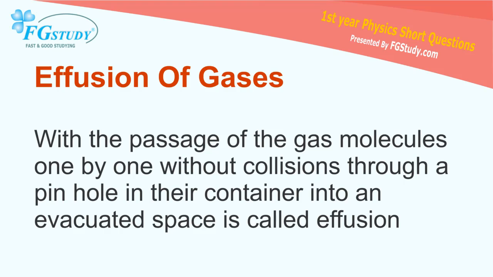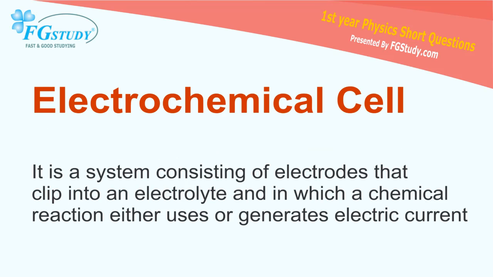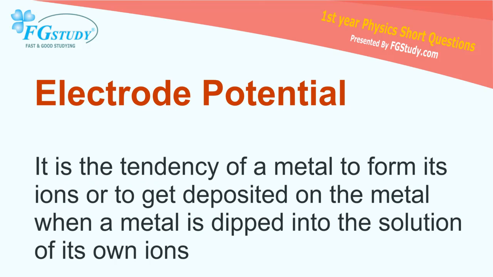Effusion of gases. The passage of the gas molecules one by one without collisions through a pinhole in the container into an evacuated space is called effusion. Electrochemical cell. It is a system consisting of electrodes that dip into an electrolyte and in which a chemical reaction either uses or generates electric current. Electrode potential. It is the tendency of a metal to form its ions or to get deposited on the metal when a metal is dipped into the solution of its own ions.